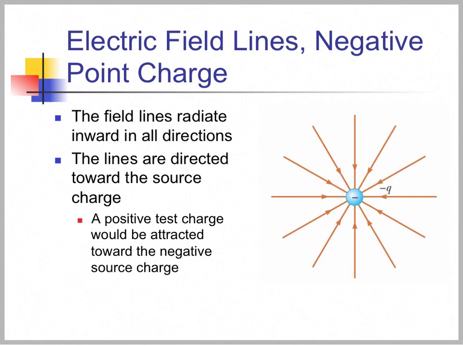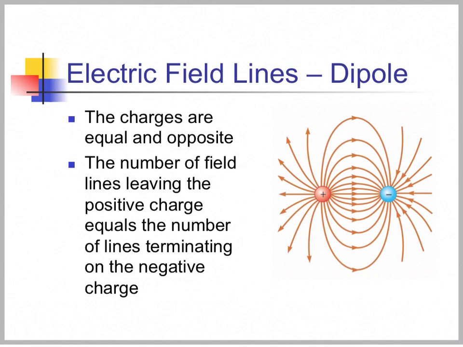For a negative point charge, the field lines are also radial, but they point inward in all directions. They're all directed toward the source charge. So if I put a positive test charge out here, it would accelerate towards the negative charge.